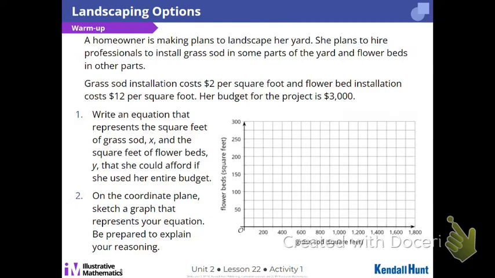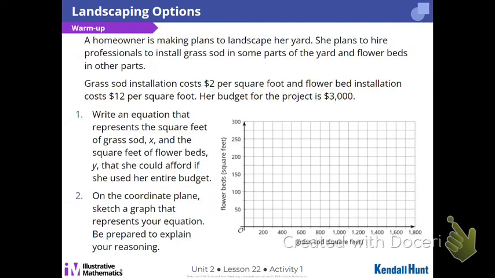Her budget is 3 bands. And if you look at problem number 1, she needs to use her entire budget. So you're going to make an equation. You're going to graph your equation on the coordinate plane and be ready to explain how you know that graph is the graph. Let's go. So I want someone to help me write an equation that represents the situation.